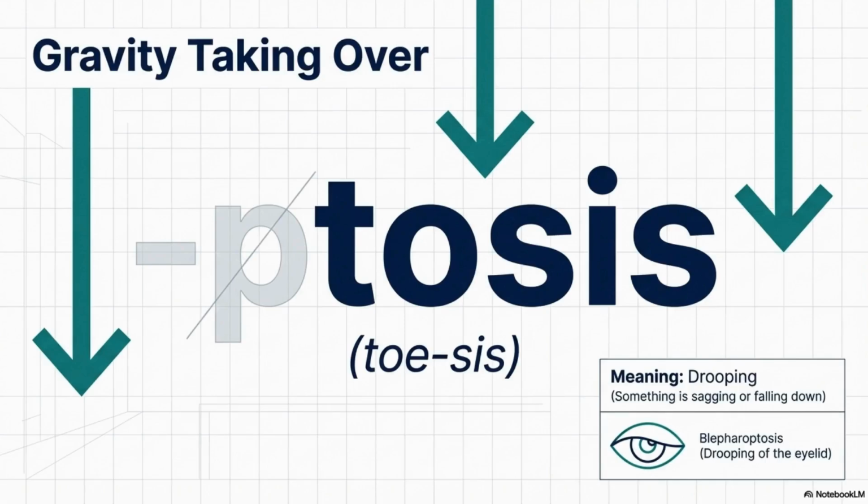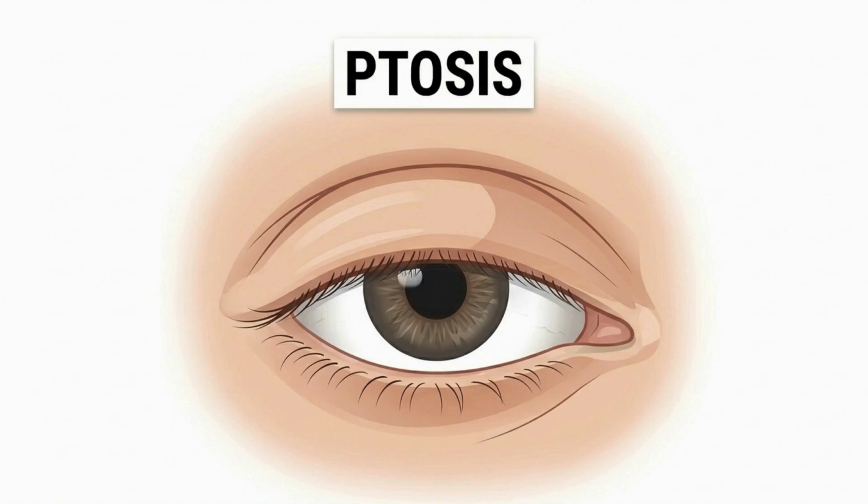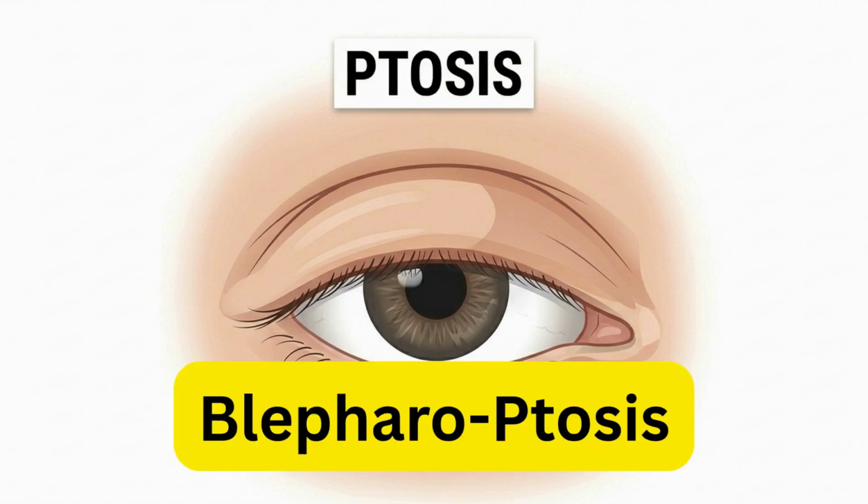Next, we have ptosis. This means drooping of an organ. This is very common in the eyelid. When someone has a drooping of the upper eyelid, we use the term blepharo for the eyelid, and then ptosis. So blepharoptosis means drooping of the eyelid. Remember, the P is silent.